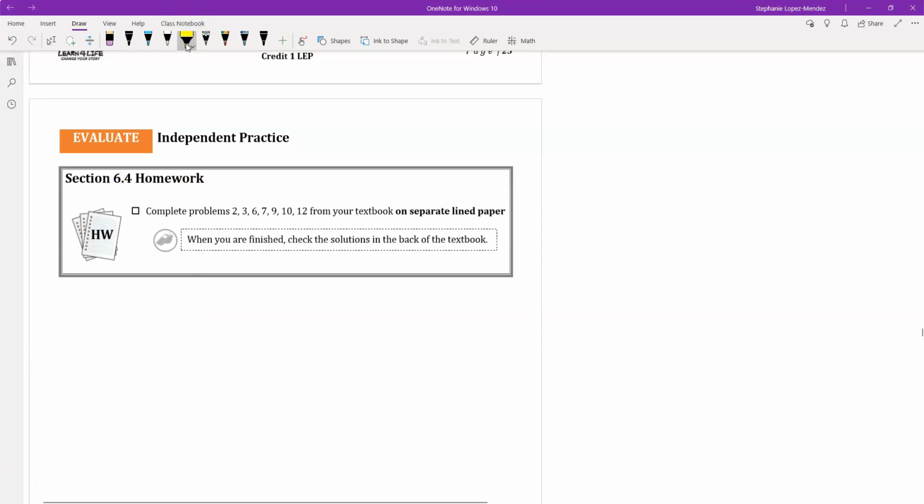Now go ahead, go to your textbook, look for section 6.4 to do your homework, and complete the problems 2, 3, 6, 7, 9, 10, and 12.